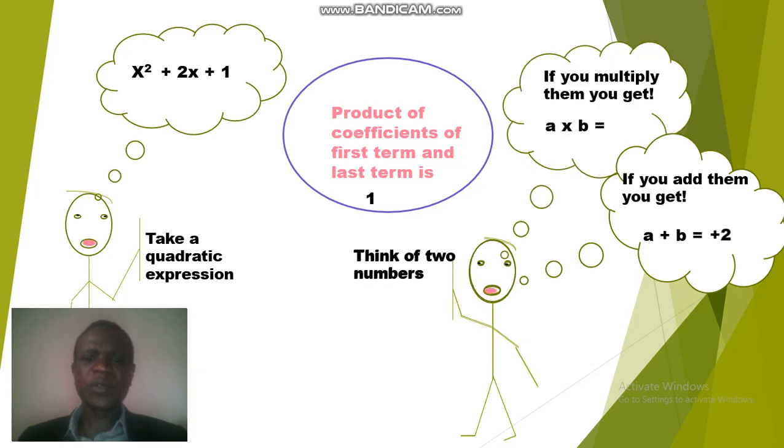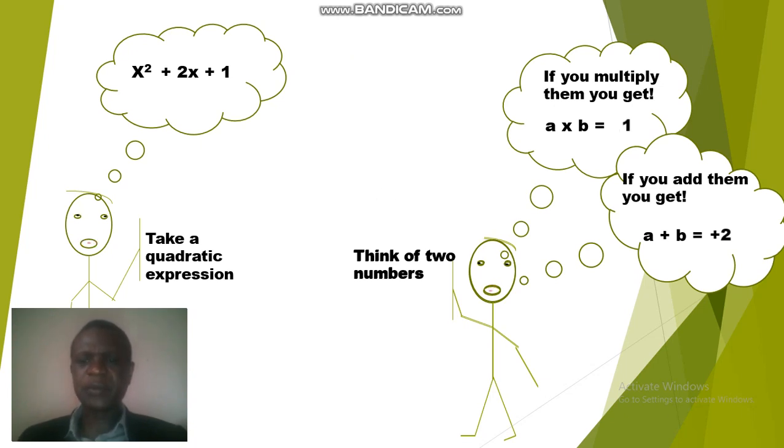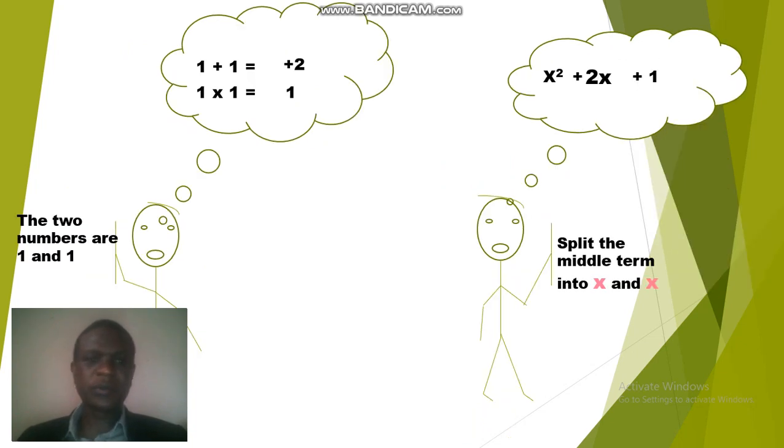So think of two numbers. If you multiply them, you get plus 1, and if you add them, you get plus 2. So the two numbers are 1 and 1. 1 plus 1 is plus 2. 1 times 1 is 1.